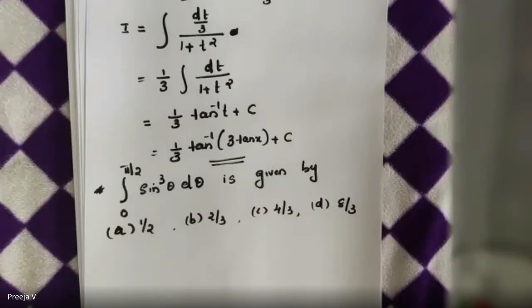Sin square theta into sin theta. Then, convert sin square theta into 1 minus cos square theta.